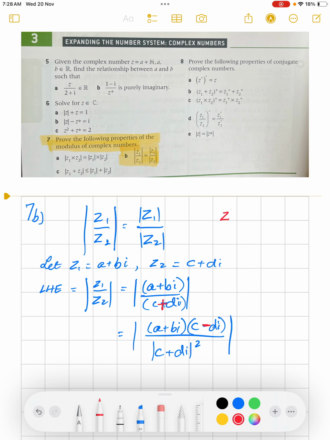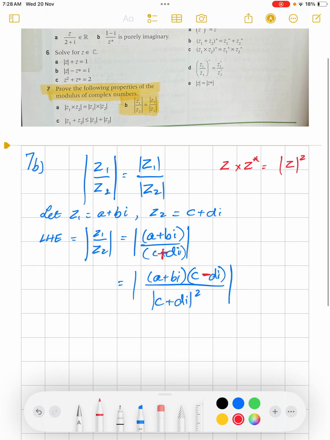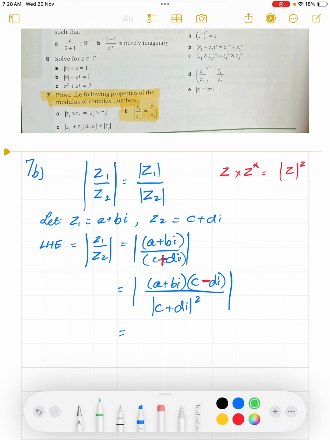So I'll just put that over here. Z times the conjugate of Z is the square of the modulus of Z. So what we've got now, I will expand the numerator, and that becomes AC minus ADI plus BCI minus BDI squared, over, and that becomes C squared plus D squared.